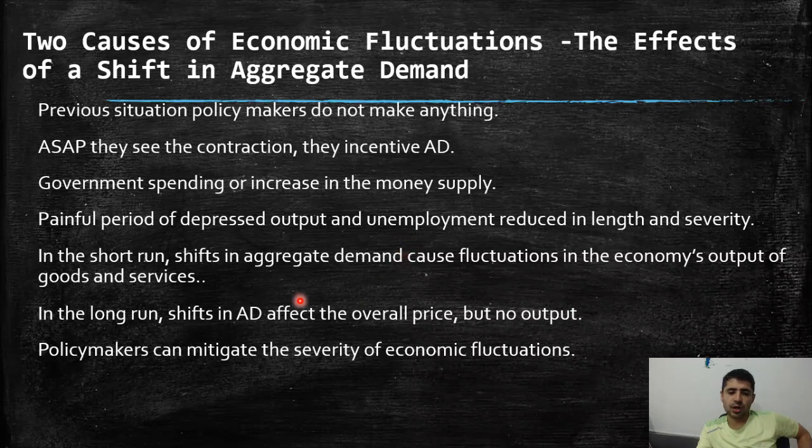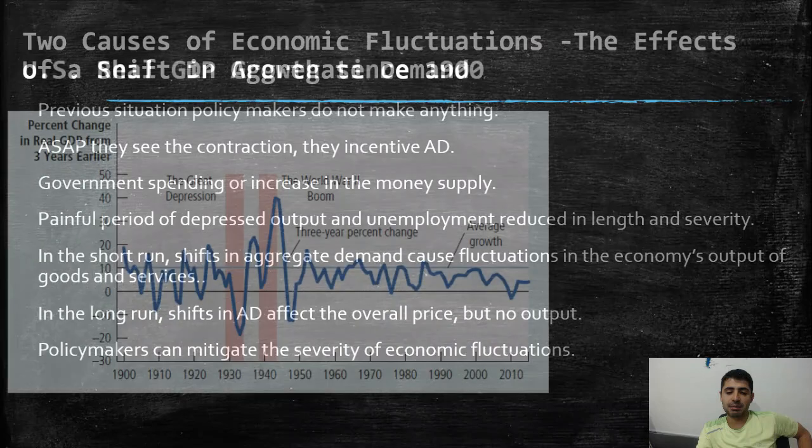So in the short run, shifts in aggregate demand cause fluctuations in the economy's output of goods and services. Then in the long run, the AD shift affects the overall price but not the output, because the aggregate supply shifts to the right. So the conclusion is that policymakers can mitigate the severity of economic fluctuations.